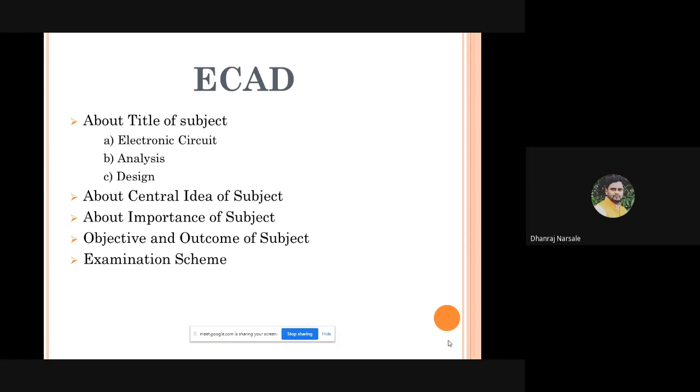MOSFET also, we are going to see the D type MOSFET, E type MOSFET, enhancement type MOSFET and depletion type MOSFET. The construction and working of enhancement type MOSFET and depletion type MOSFET. Okay, so this is the overview of this subject.